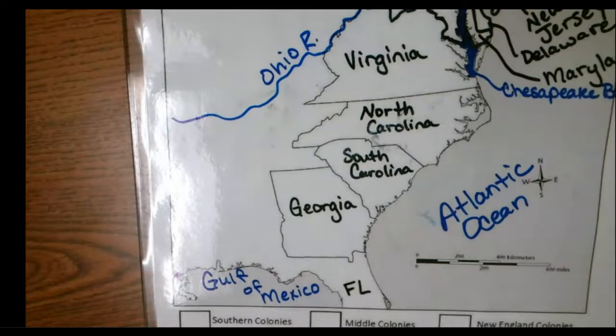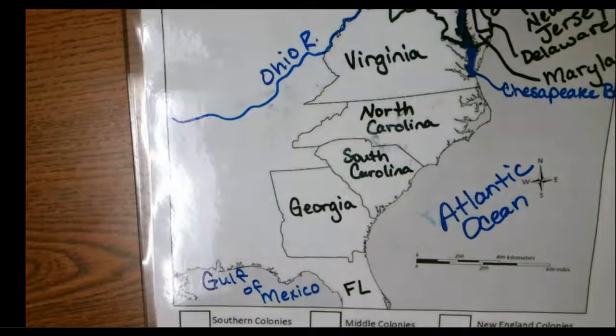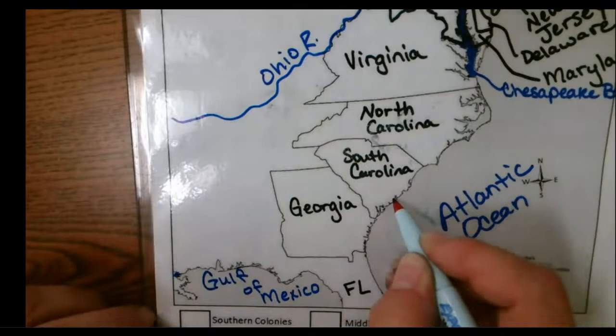We are now going to do our cities. I'm going to use red to mark the cities. We have Boston, New York City, Philadelphia, and Charleston. You want to start in the north or the south? Let's start in the south. We'll do Charleston first. What state is Charleston in today? Charleston, South Carolina. Good. So here is Charleston.